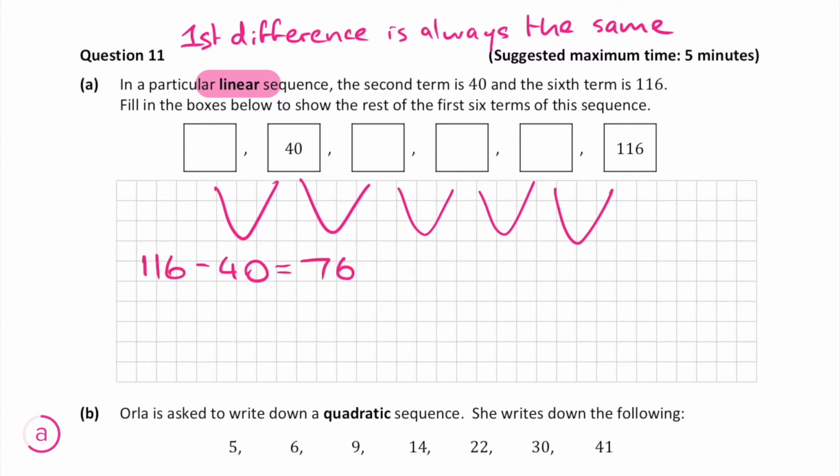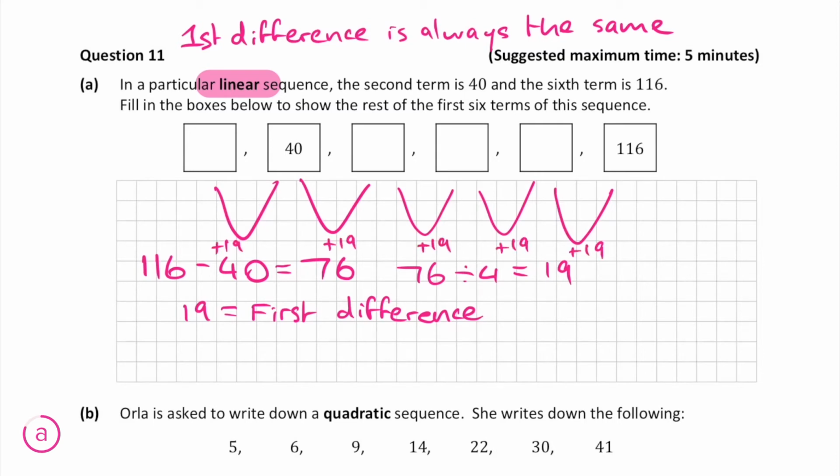By using subtraction, we find that the difference between the second and the sixth term is 76. Since we know that this is 4 first differences, we can divide this number by 4 to find the first difference. When we do this, we get an answer of 19, which is the first difference.